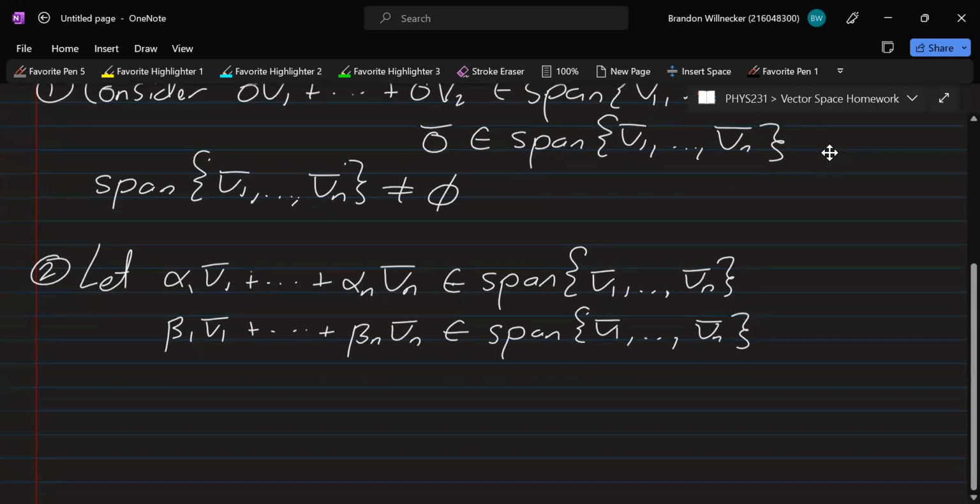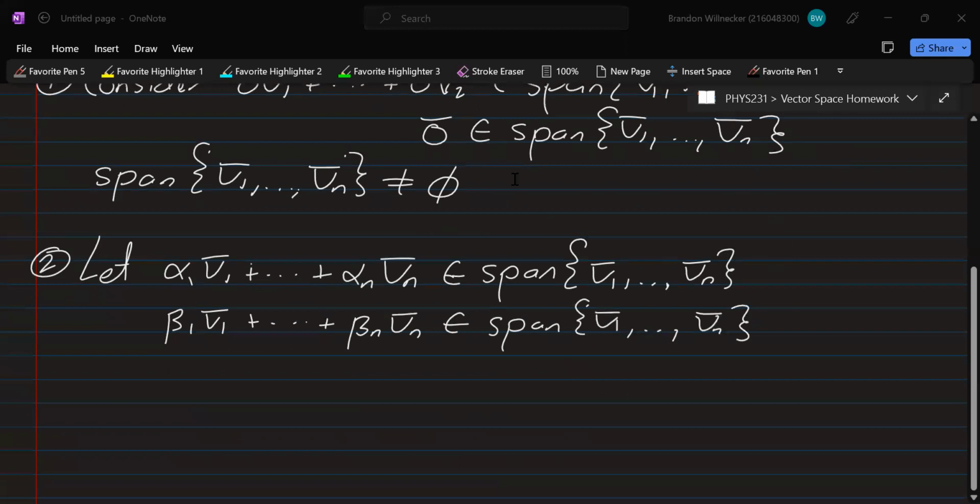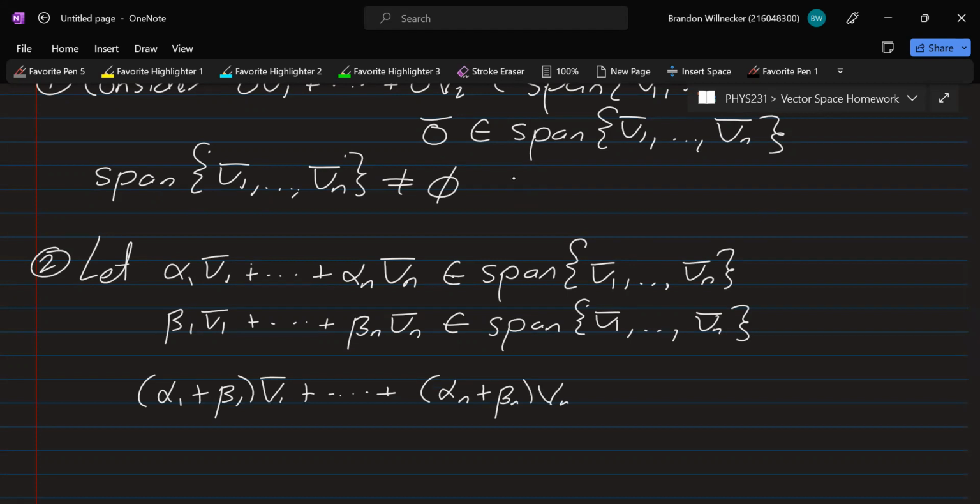Now I add them together, and I'm going to use my vector space properties. So alpha 1 v1 plus beta 1 v1 is going to be (alpha 1 plus beta 1) v1 using the distributivity property. I can do that for all the terms up to (alpha n plus beta n) vn. Okay, so I've got that. Now, alpha 1 plus beta 1, those are just real numbers. I can add them together to get another real number. Let's call that gamma 1. So gamma 1 v1 up to gamma n vn.